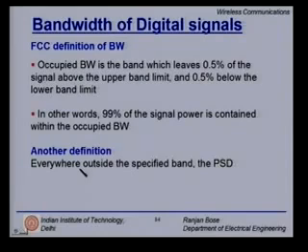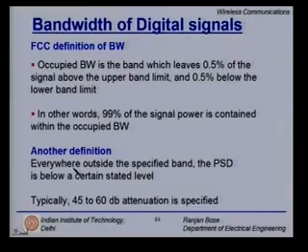Another definition could be everywhere outside the specified band, the PSD is below a certain stated level, not necessarily 3 dB. So, you can have different definitions of bandwidth. Yes. So, this 0.5% is fixed by FCC definitions. But for example, if you look at the popular definition of UWB or ultra wideband, they don't adhere to the 3 dB definition, they adhere to something like 10 dB of the peak limit. So, you can define everywhere outside the specific band where the power spectral density is below 10 dB of the peak value. So, it depends how strict you want to make your definition. The stricter you make it, the more frequency band you encompass. Typically, if you are going by this other definition, you really want to be strict, 45 to 60 dB attenuation could be specified.